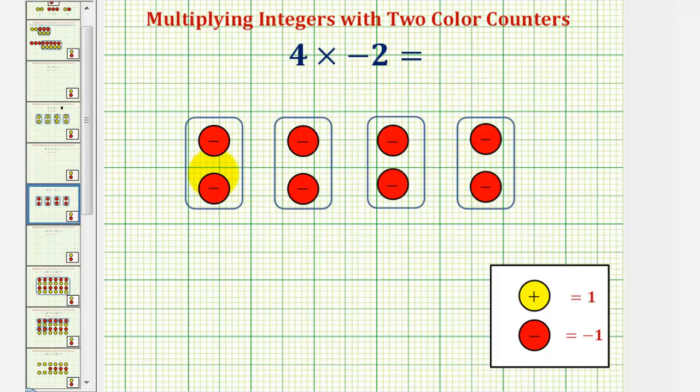Here are the 4 copies or 4 sets of negative 2. And notice how this gives us a total of 8 red counters, which is equal to negative 8, and therefore 4 times negative 2 equals negative 8.